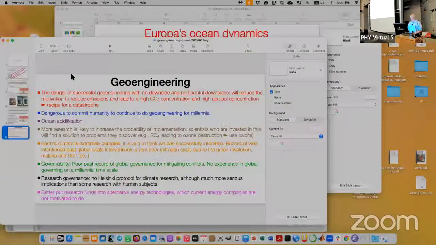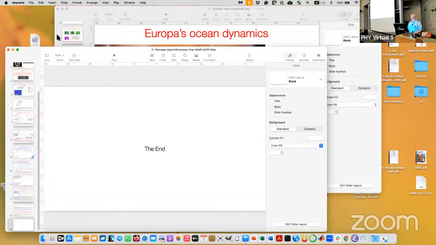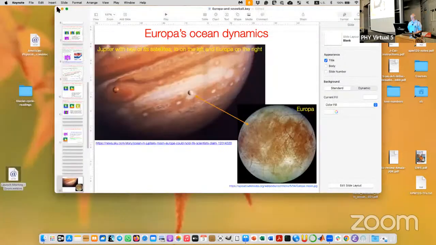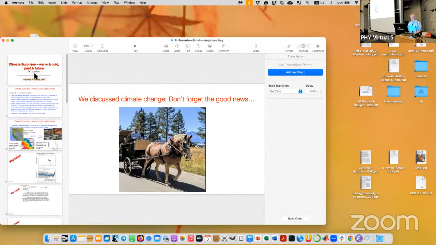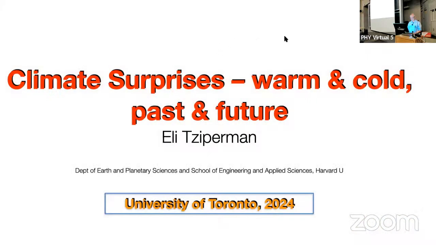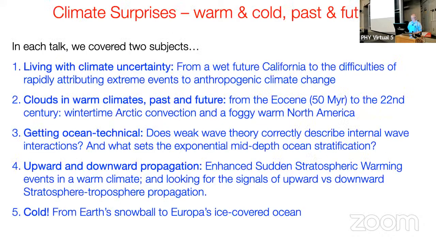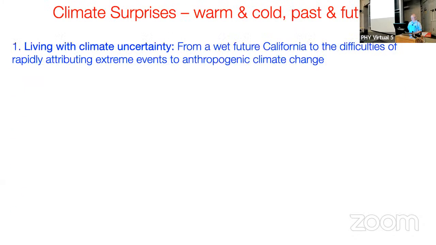Okay, so I wanted to spend a few minutes just summarizing everything that we did this week. Just because there was so much stuff, I wanted to review everything very briefly on a very high level and remind you. So we talked about different climate surprises, warm, cold, past, and future. I learned to say U of T. That was my exercise for the week. So we talked about 5 different things, just reviewing them.